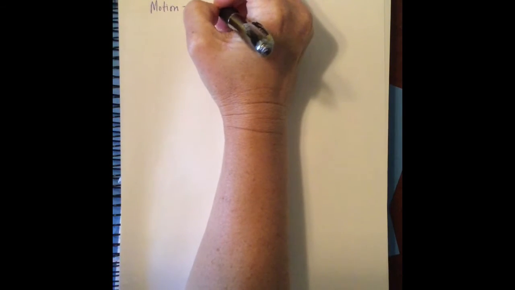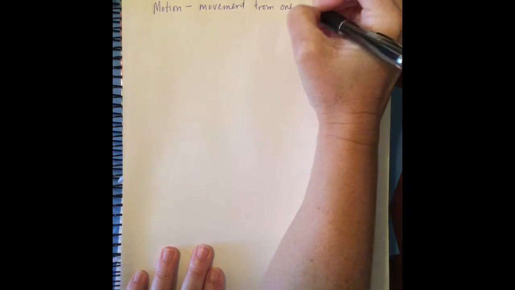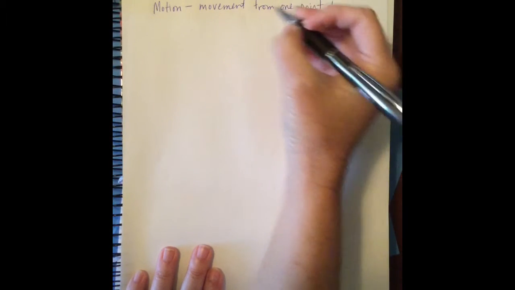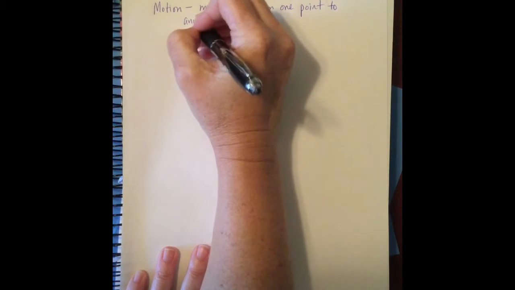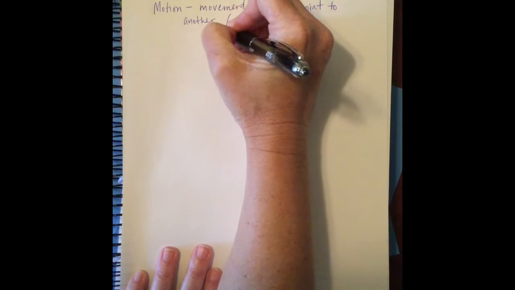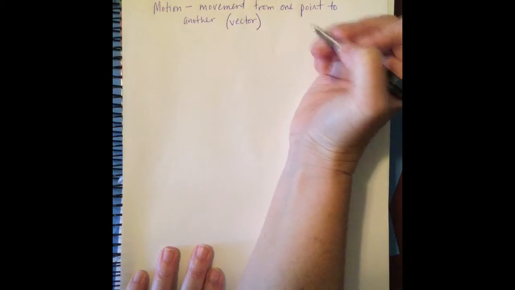Today we're going to look at motion. And as you will remember from our force and motion unit, motion is movement from one point to another. Okay? So the difference between motion and movement is that motion is from one point to another, whereas movement can just occur in the same location. So motion is a vector quantity.